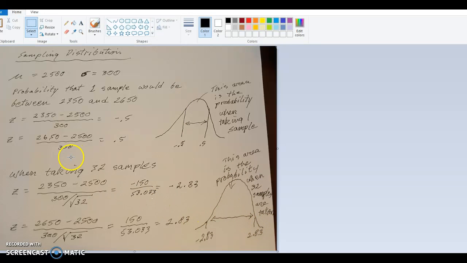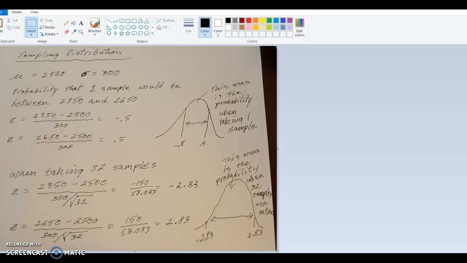Another thing is the mean of this new sampling distribution will equal the mean over here, so that's also going to be 2500. But the standard deviation is now going to be the standard deviation of the original distribution divided by the square root of your sample size. Sometimes that's referred to as the standard error. So look what happens just by sampling more, and you would expect this to happen. All of a sudden, we have z-values when we convert it from minus 2.83 to 2.83.